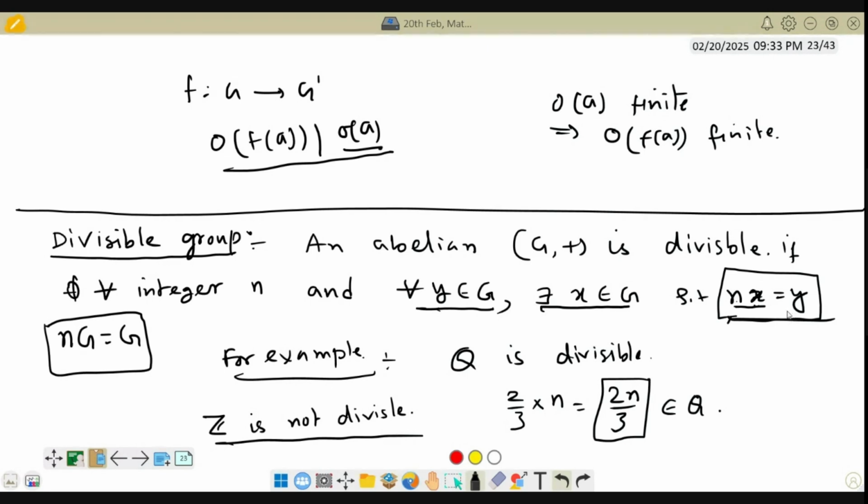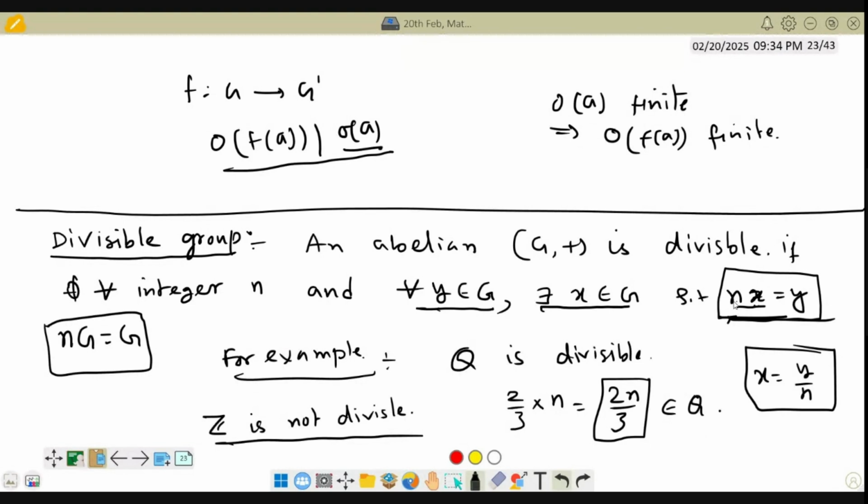So can you recall the property of this? If this condition holds, then we'll say that the group is divisible. For example, Q is divisible. Given for all integers n and for all y in Q, you will have some x in Q such that n x is equal to y, because x will be just y by n in Q. But in Z you can't get it.